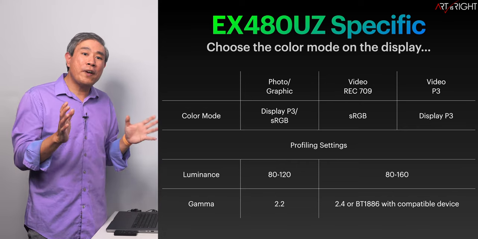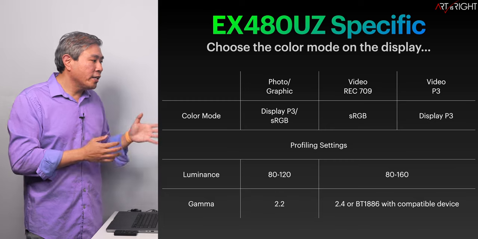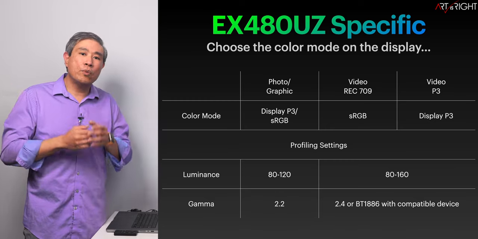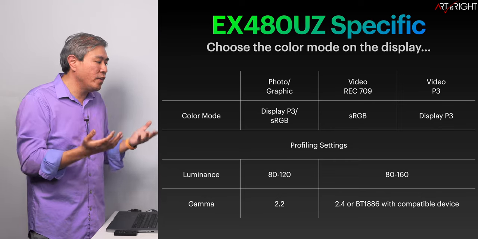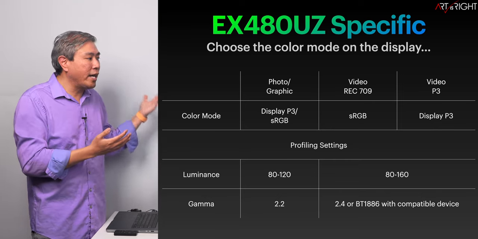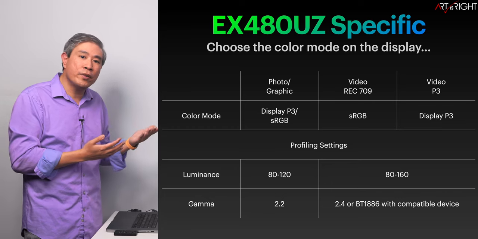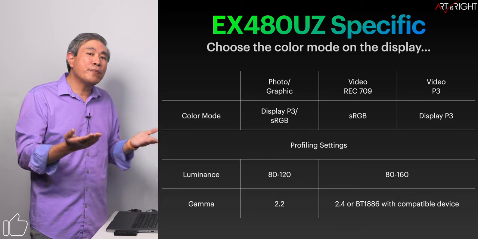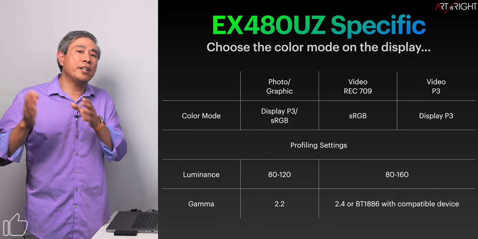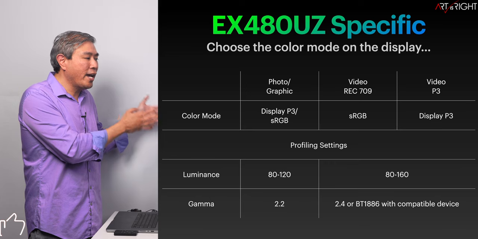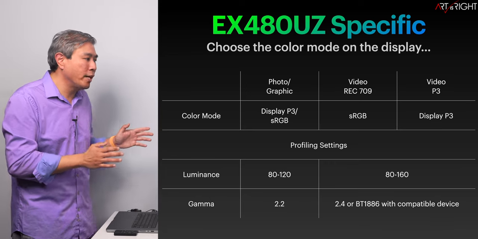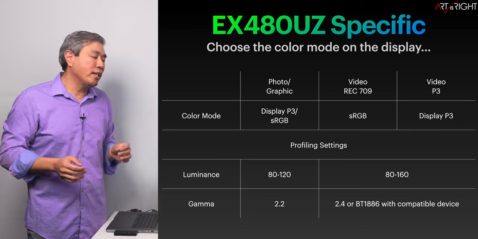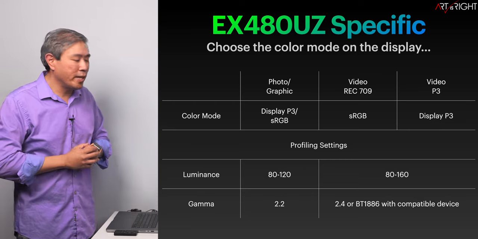Now, as far as profiling settings in the program, for the luminance for photo, I still recommend choosing anywhere between 80 to 120. That's going to give you the best luminance results so that anytime you're editing or previewing your images before you print, or even if you don't print, should you ever print in the future, that image is not going to be too dark when it comes out from the printer and it's going to look proper on any display. If you're doing video work, 80 to 160 nits or candela works fine. The choice is really up to you.